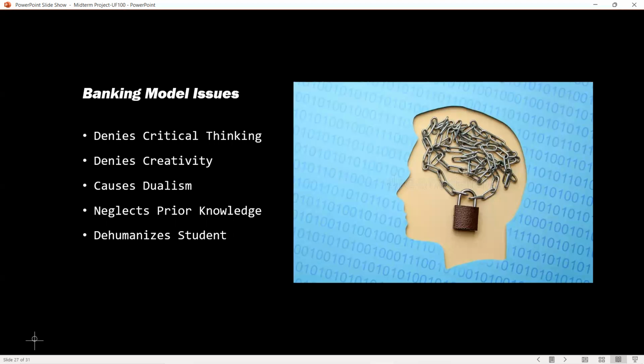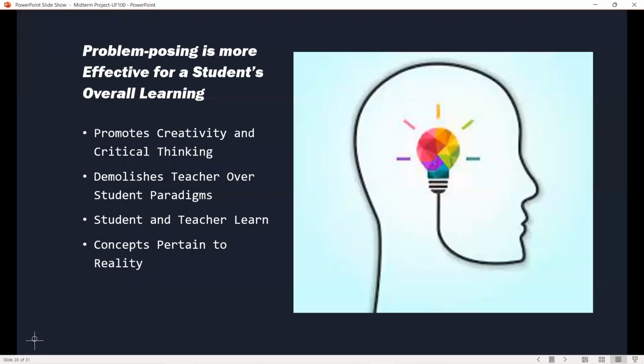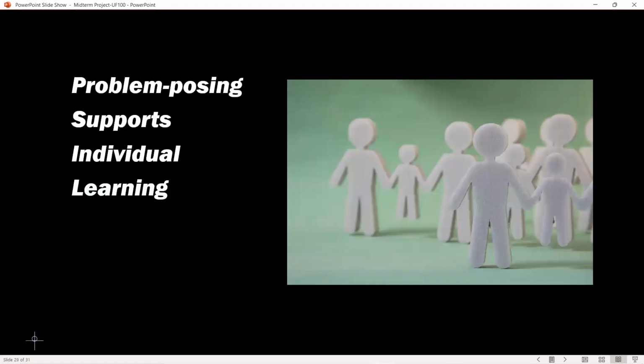Banking model issues: it denies critical thinking, denies creativity, causes dualism, neglects prior knowledge, and dehumanizes students. Problem posing is more effective for students' overall learning. It promotes creativity and critical thinking. It demolishes teacher-over-student paradigms. Student and teacher learn together. And lastly, concepts pertain to reality. Problem posing supports individual learning.